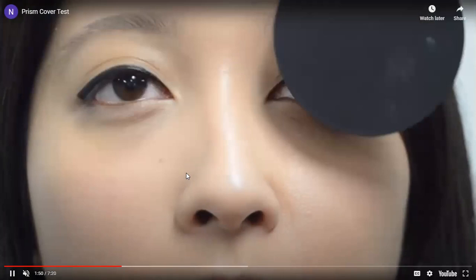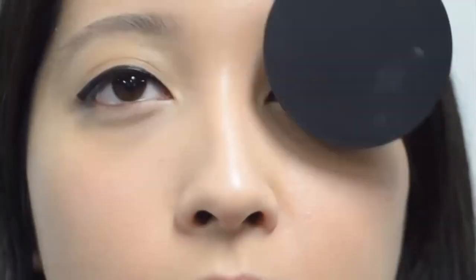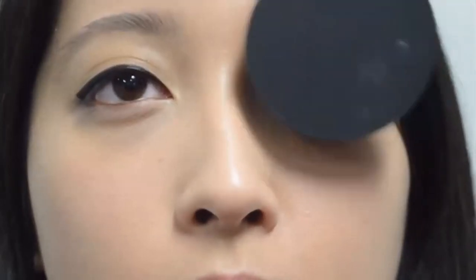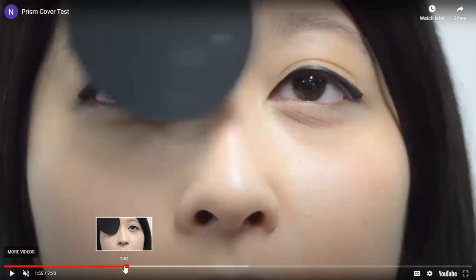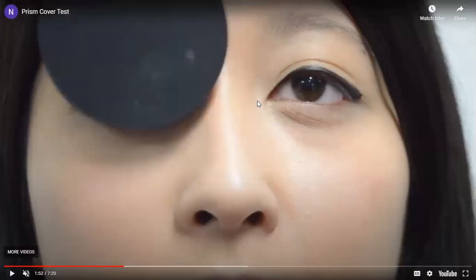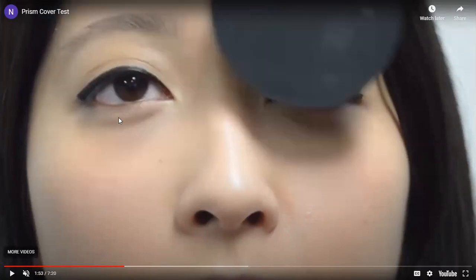Let's see the alternating cover test. So in the alternating cover test, you're able to appreciate that whichever eye fixes, for example, now the left eye is fixing, and she will remove the cover from the other eye. The other eye will make a recovery movement medially towards the nose. Okay, like this. This eye moved medially. So it made a medial recovery movement.